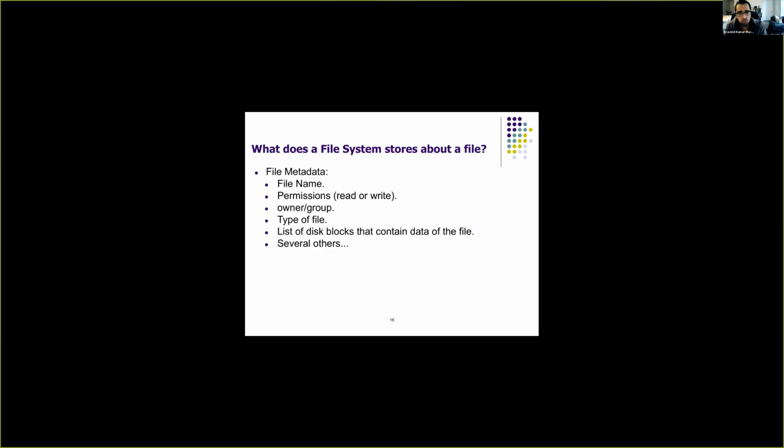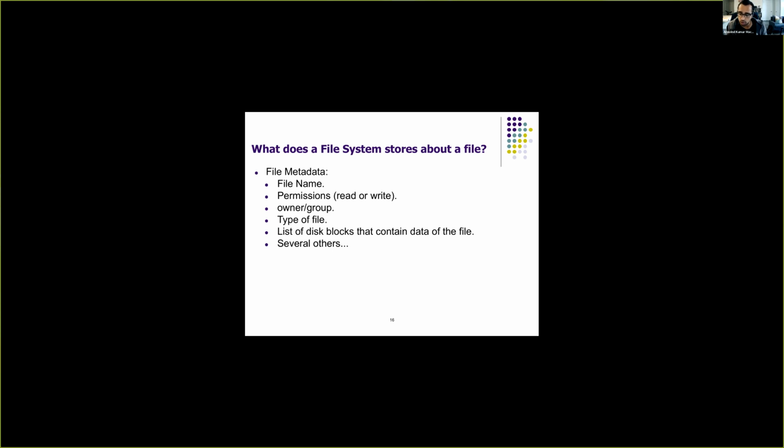In order to do that, what does a file system need to store about a file? We call this file metadata. In addition to the data for each file, a file system also needs to store some information about a file, specifically its file name, because that's how we access it. And then permissions, we'll see later what permissions mean. The file system also needs to store who is the owner of the file, what is the group of the file, and the type of the file. And finally, it also needs to store all the disk blocks that belong to the file.